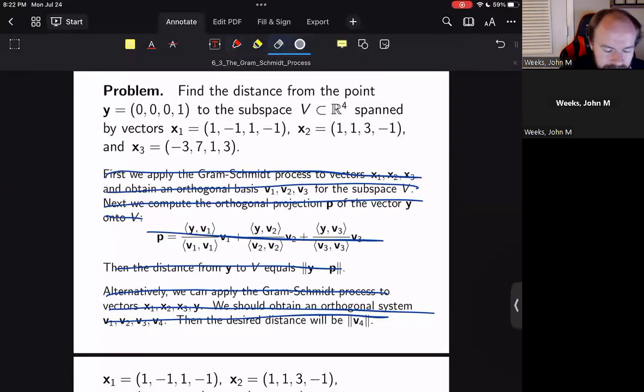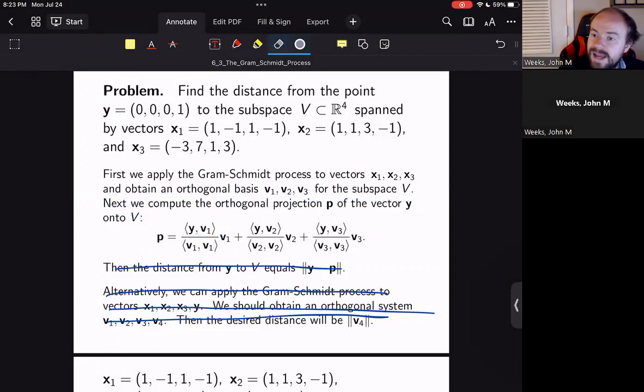So the first thing we're going to do is apply the Gram-Schmidt process to these vectors and attain an orthogonal basis, V1 through V3, for the subspace V. After that, we're going to compute the orthogonal projection p of y onto V. Then finally, the distance from y to V is going to be y minus p, the length of the vector O.